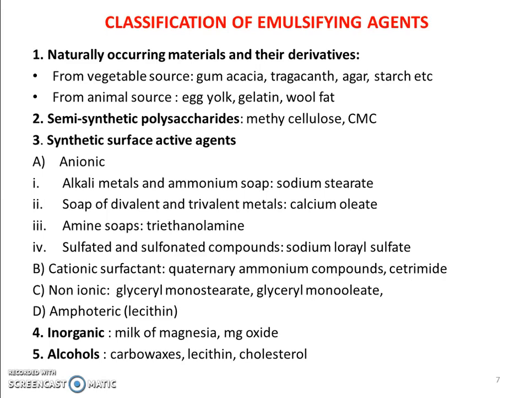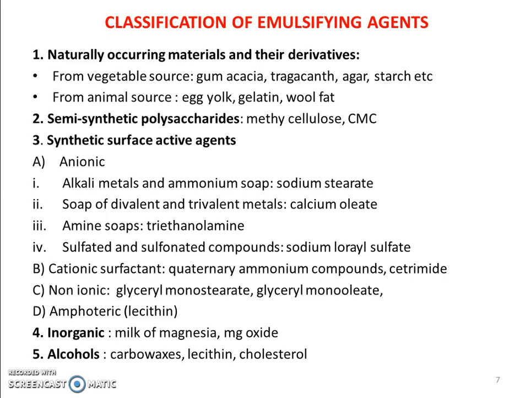The third class is synthetic surface active agents. Depending upon charge, this is again classified into four types. First is anionic. In anionic, there may be alkali metal and ammonium soaps, for example sodium stearate. There may be the soaps of divalent and trivalent metals, for example calcium oleate. It may be an amine soap, for example triethanolamine. Or it may be the sulfated and sulfonated compounds, for example sodium lauryl sulfate.